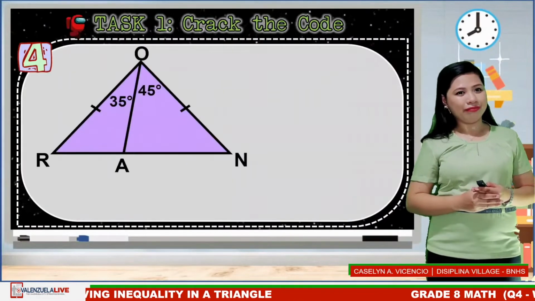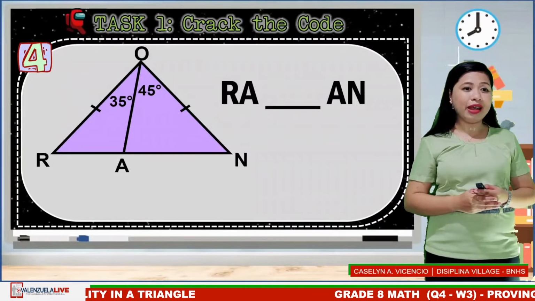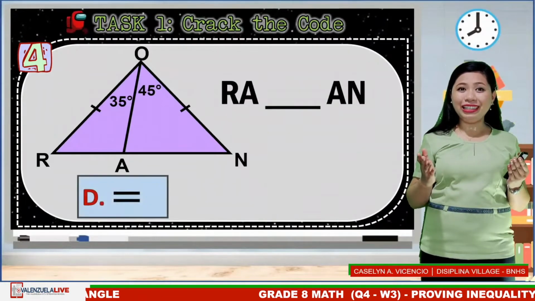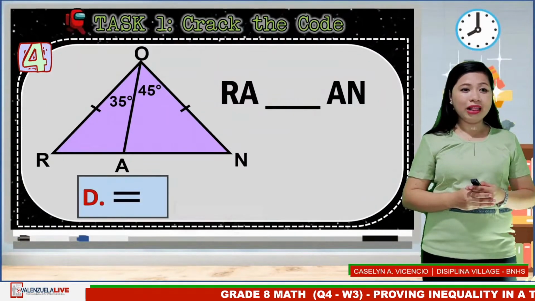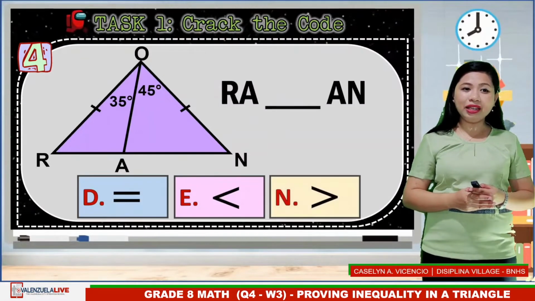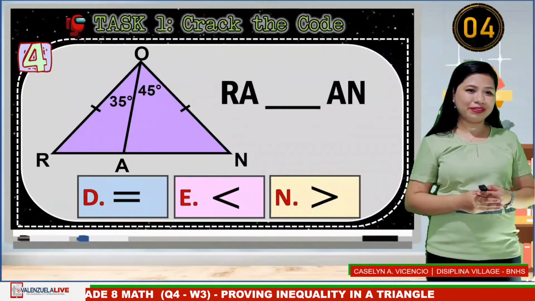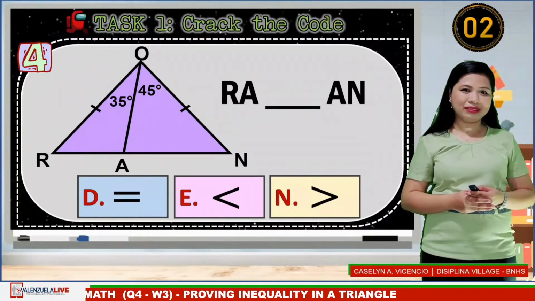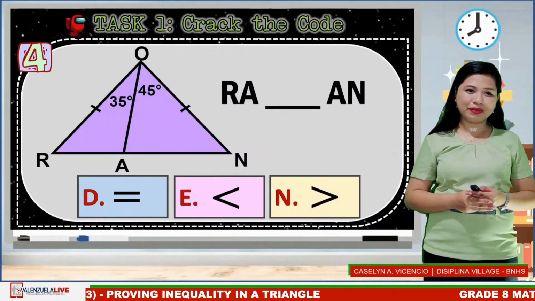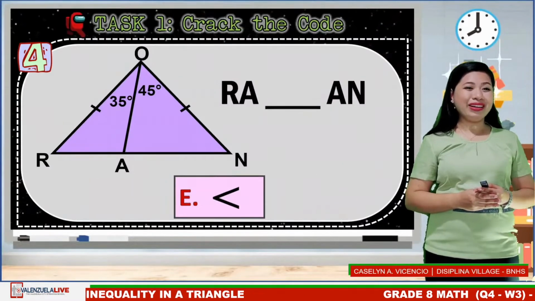Let's have the next one. How will you describe the measure of side RA and side AN? Is it letter D, equal, letter E, less than, or letter N, greater than? 5 seconds, go! If you answered E, you are excellent.